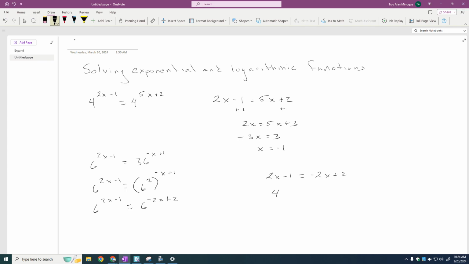Add 2x to both sides. Add 1 to both sides. I think we are able to skip steps, or do 2 steps in 1. Divide by 4, and I get x equals 3/4. Okay. They're solving when you can make the bases of the exponents the same.